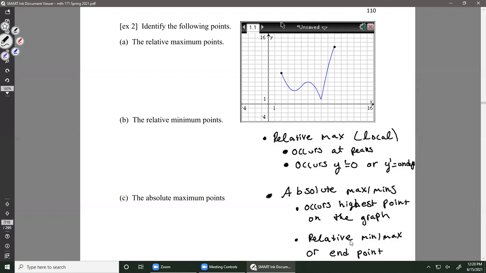The first one I got to 6.5, or 6.55, like actual point, for my relative maximums. My relative minimums, I got 4.3 and 8.1. For my absolute maximum, I got 10.14. And for my absolute minimum, I got 8.